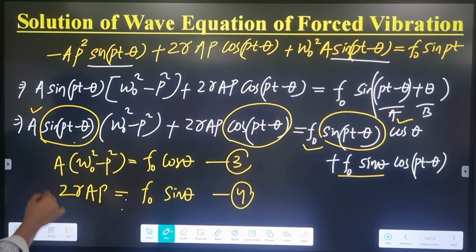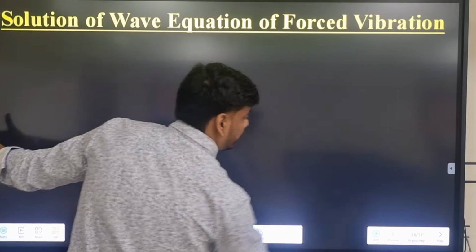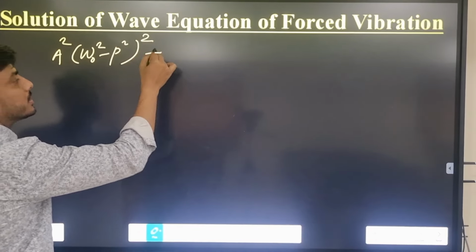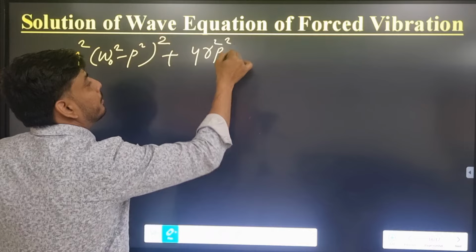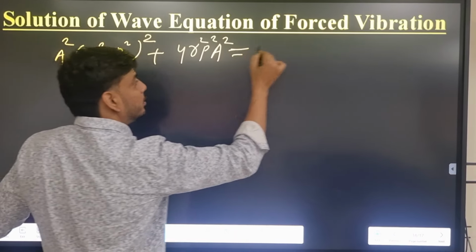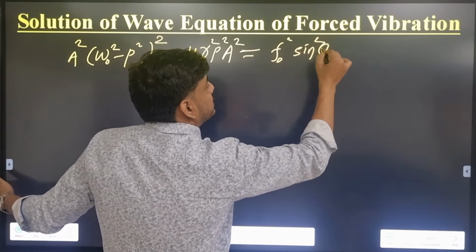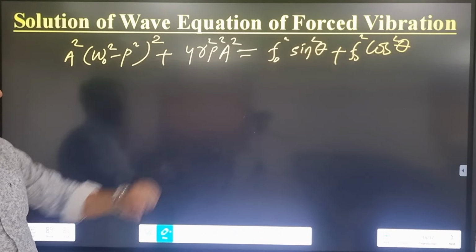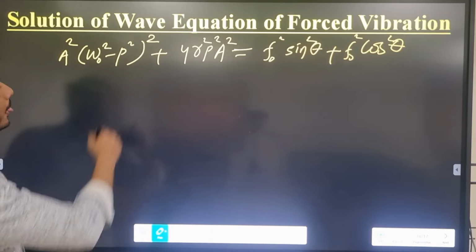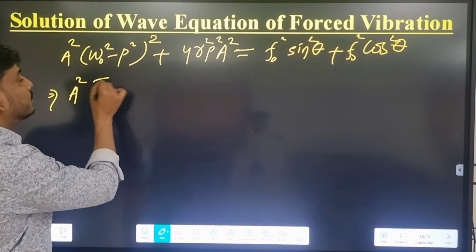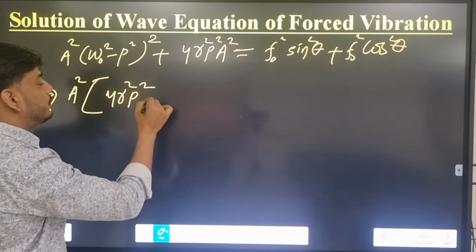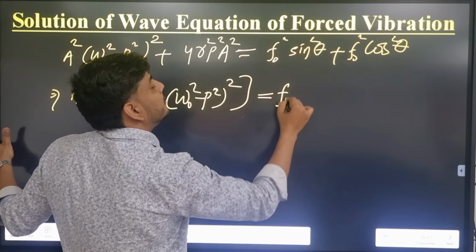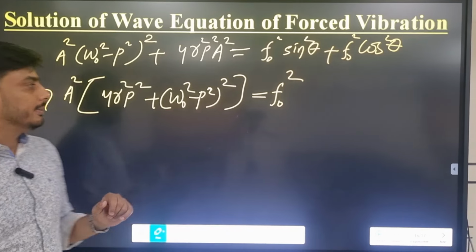So if we square and add, this will be a square omega naught square minus p square whole square plus 4r square p square a square, equal to, on the right hand side, f naught square sine square theta plus f naught square cos square theta. This is the solution you get if we add both equation 3 and 4 by squaring. On the LHS we can take a square common, so the remaining part will be 4r square p square plus omega naught square minus p square whole square, equal to f naught square common, where sine square theta plus cos square theta is 1.